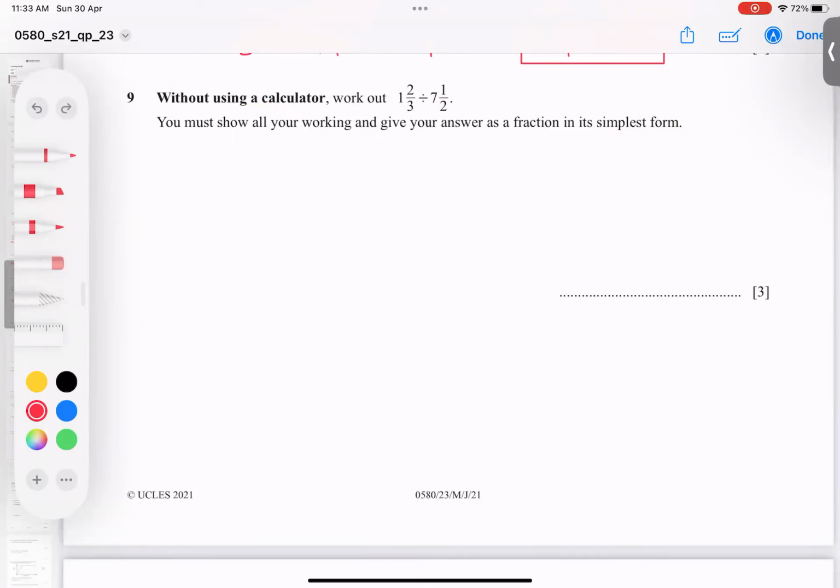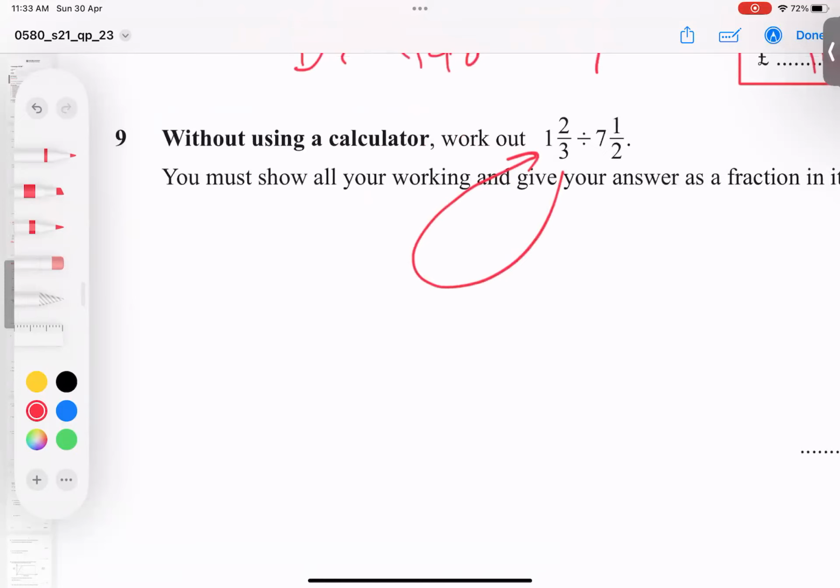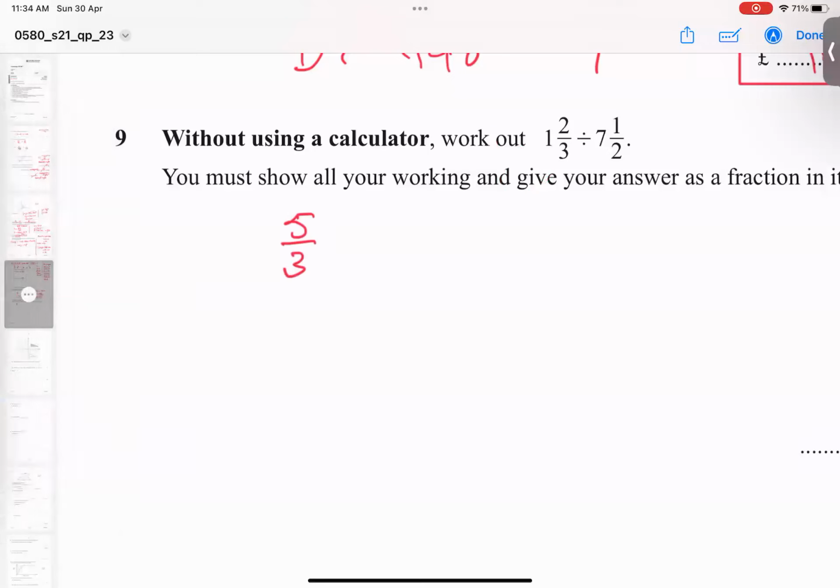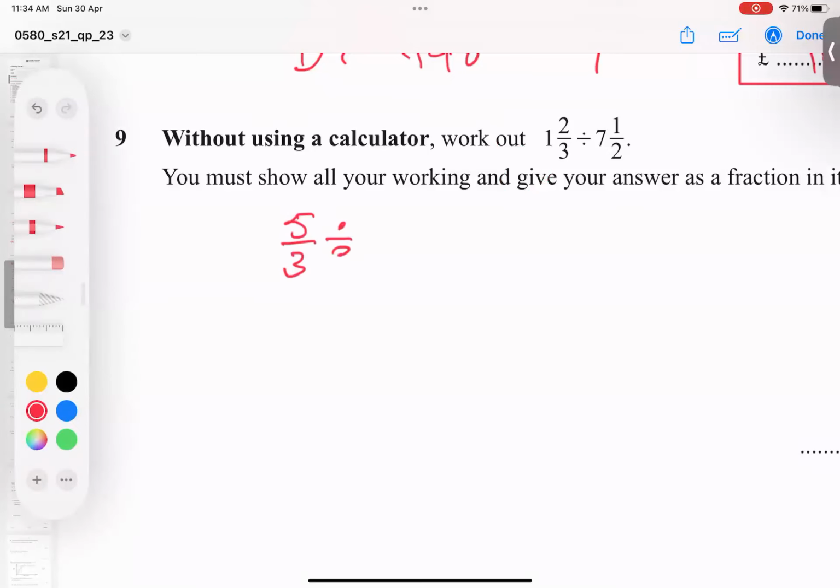So you know, student, how to convert into a fraction number. So this 3 and 1 multiply. 3 1s are 3, and that answer add in 2. So 3 plus 2, 5. So 5 over 3. 2 7s are 14, and 14 plus 1, 15. 15 over 2.